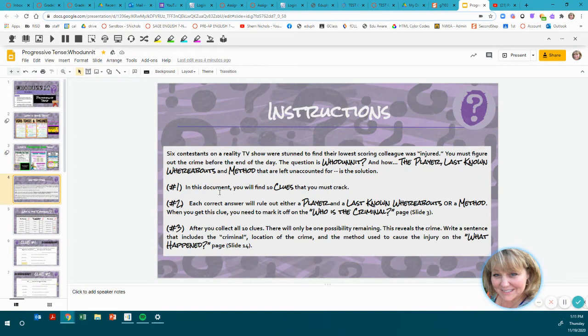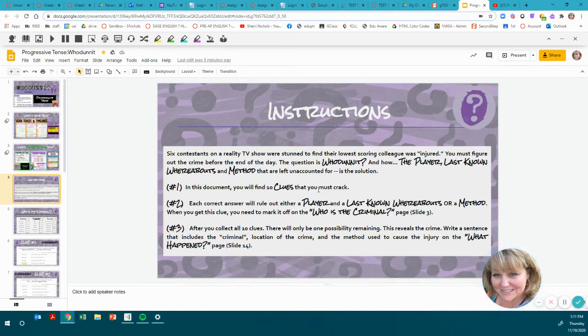Now we get into the instructions. 6 contestants on a reality TV show were stunned to find their lowest scoring colleague was injured. You must figure out the crime before the end of the day. The question is, who done it? And how? The player, last known whereabouts and method that are left unaccounted for is the solution.